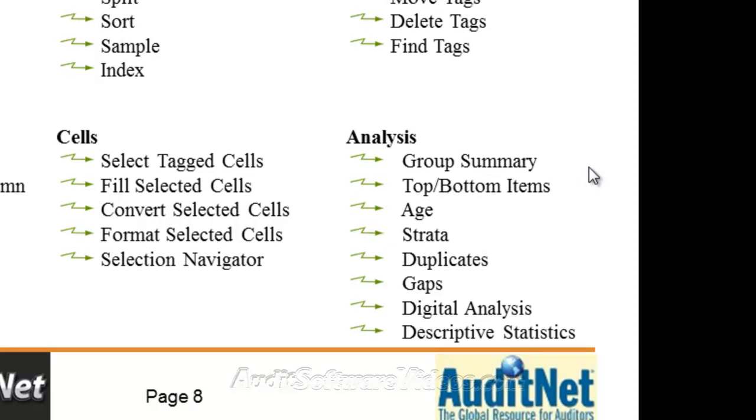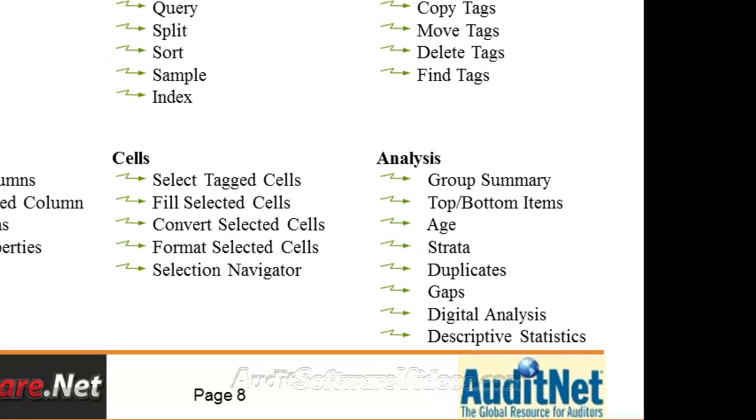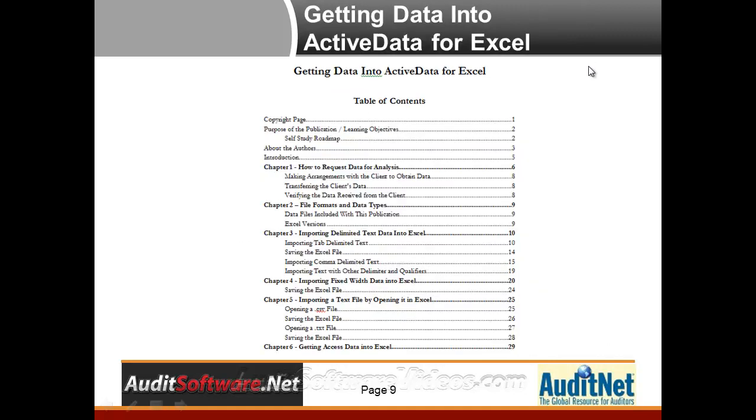Taking a look for top-bottom items, aging data, stratifying data, duplicate testing, gaps testing. We just did a session recently on Benford's Law, digital analysis, all done, and descriptive statistics. So all of these things are done in the analysis section, and that is really the audit capacity. So I wanted to spend a few minutes and give you the overall picture of what we are going to do today, as quickly as I could, and then now continue on.